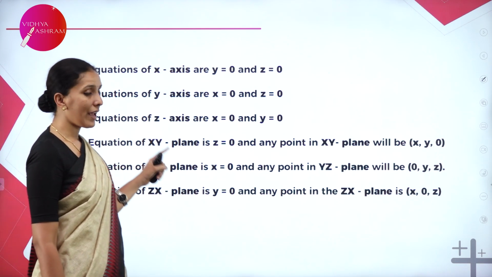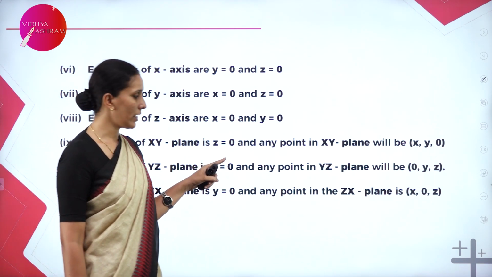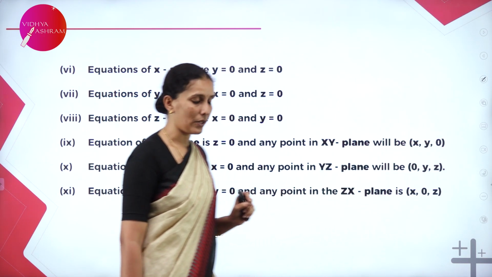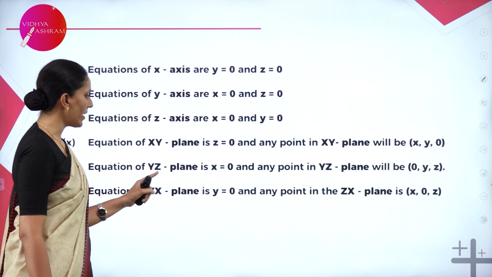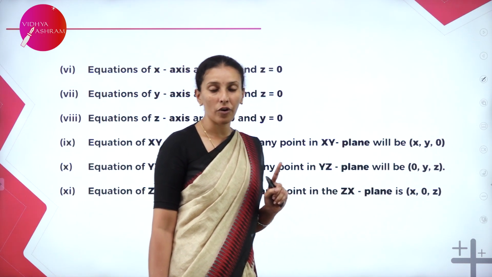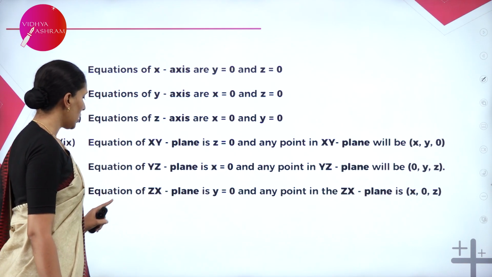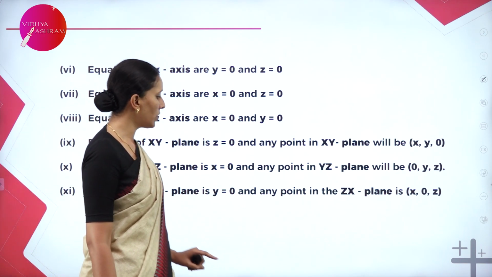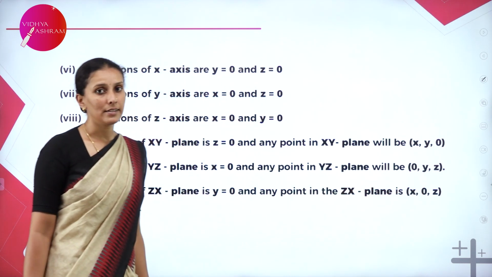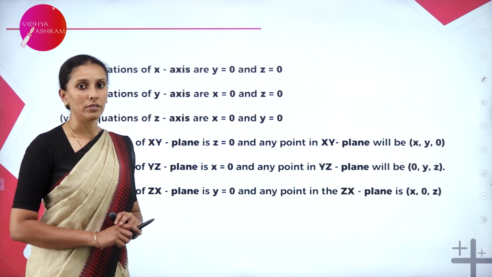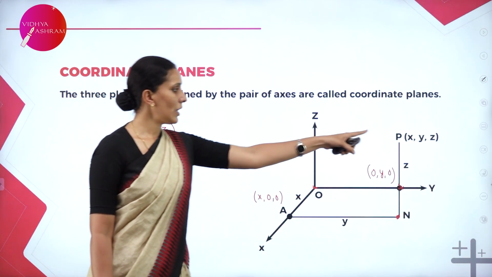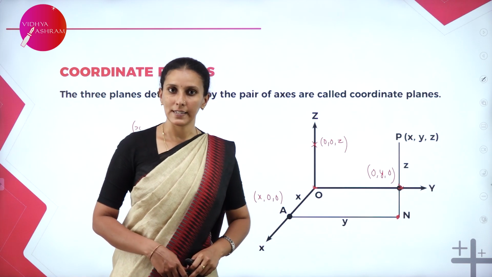Similarly, the equation of the xy plane is z is equal to 0, and any point on the xy plane has its z coordinate as 0. Similarly, the equation of the yz plane is x is equal to 0, and any point has its x coordinate as 0. Similarly, the equation of the zx plane is y is equal to 0, and any point on this plane will have its y coordinate as 0. And any other point in three-dimensional space will be represented in the form P of x, y, z.